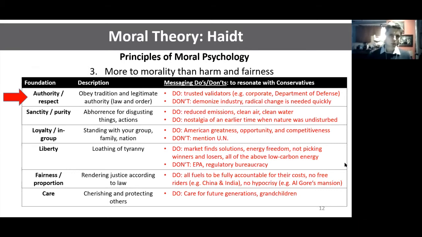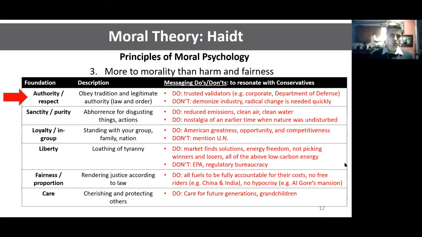We'll also look at some messaging do's and don'ts that we could learn from this. Now, I know there's a lot on this slide, so if you follow the big red arrow on the left side, that should keep us all on the same page. We're going to start right at the top. The first foundation is the idea of authority and respect. The description is obey tradition and legitimate authority, law and order. Remember, President Trump is a law and order candidate. So here are some messaging do's and don'ts that might resonate with a conservative audience.